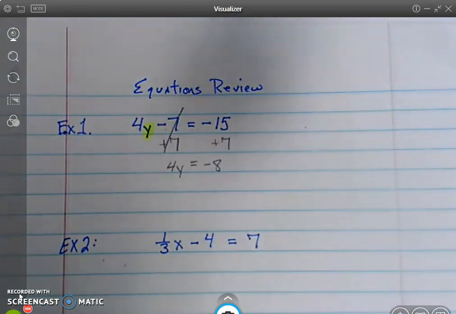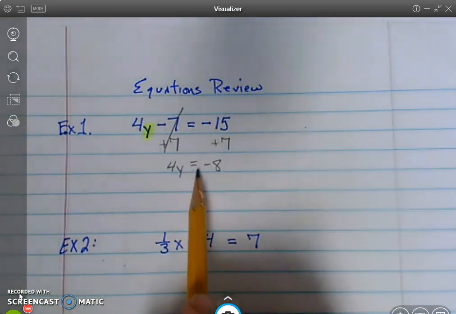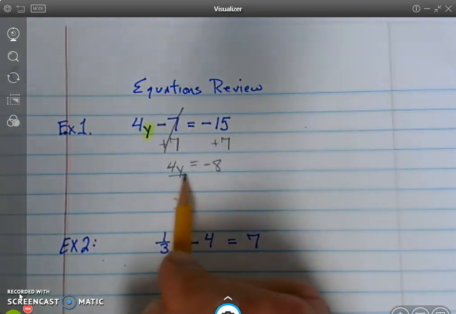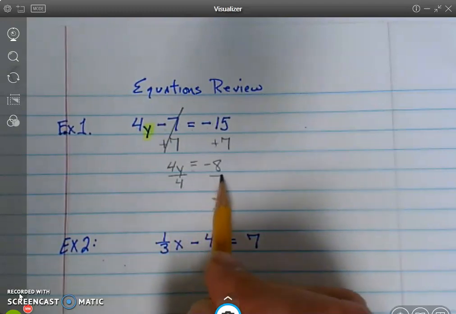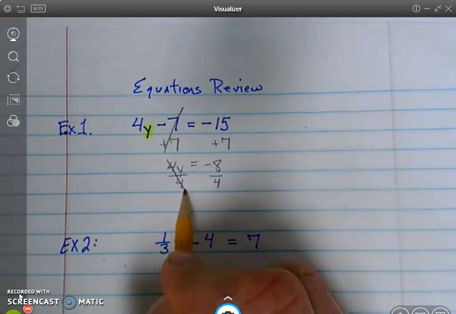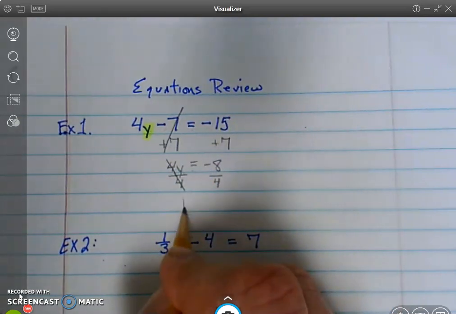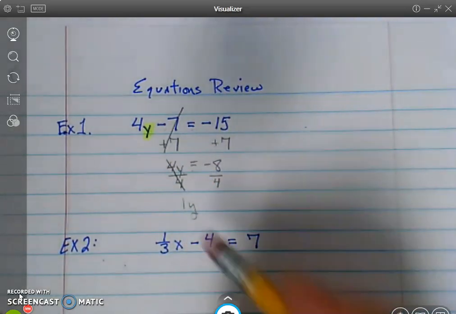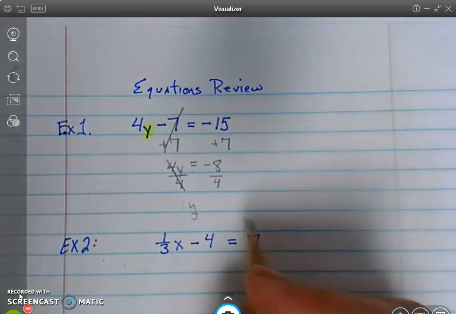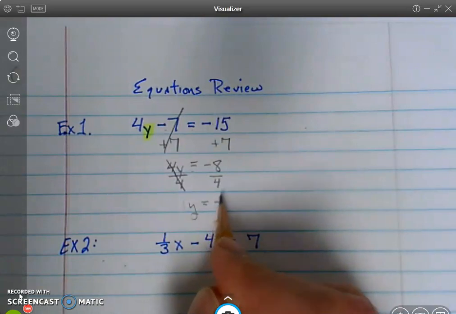And at this point, I recognize that I'm just trying to do 4y equals negative 8. Now, 4 times y, I need to undo that. The opposite of 4 times y is divided by 4. So I'm going to divide both sides by 4. 4 divided by 4 is actually 1y, but we rarely write down the 1. We normally just cross it out. So y equals negative 8 divided by 4, which is negative 2.